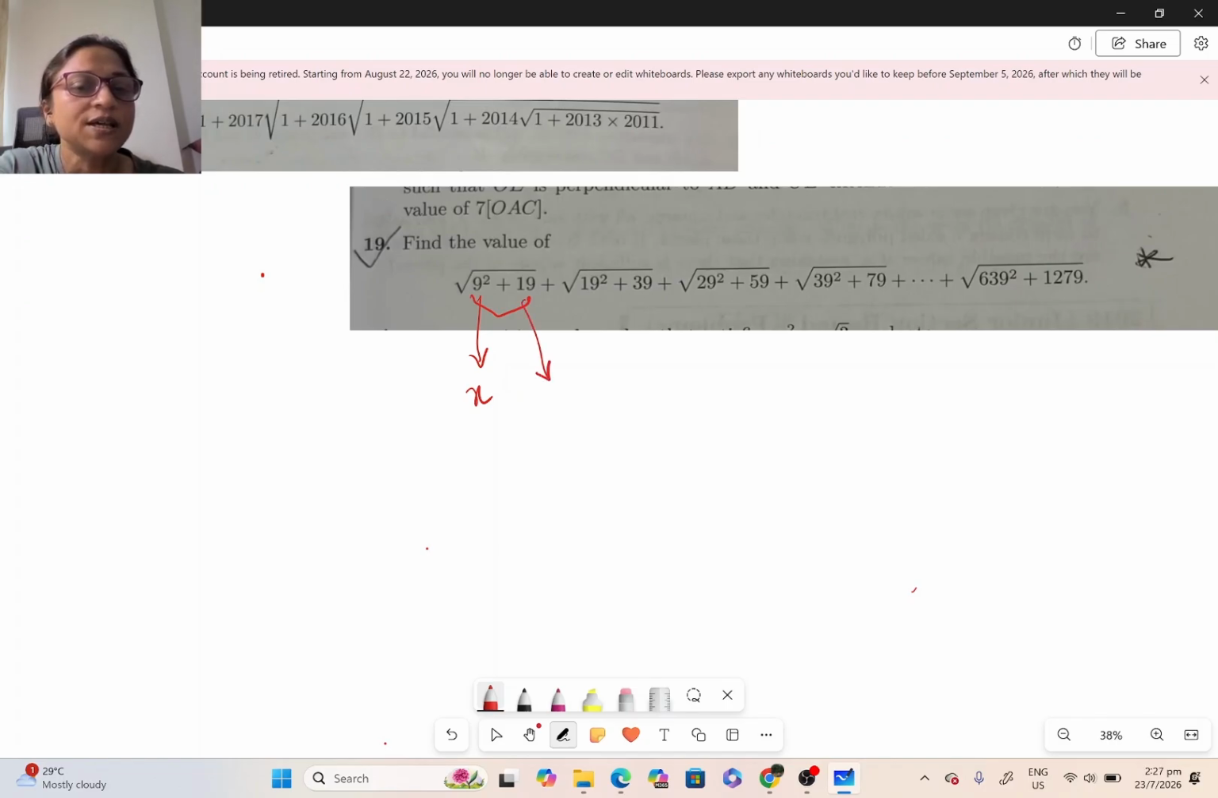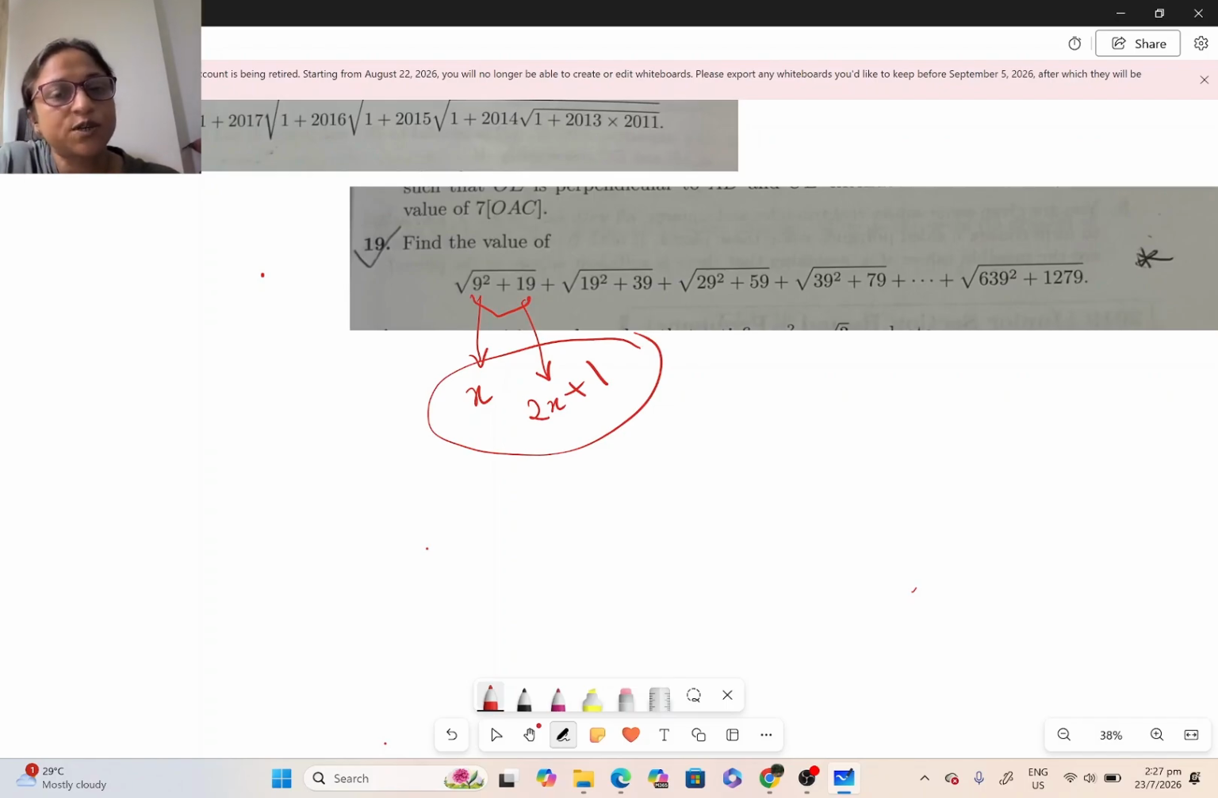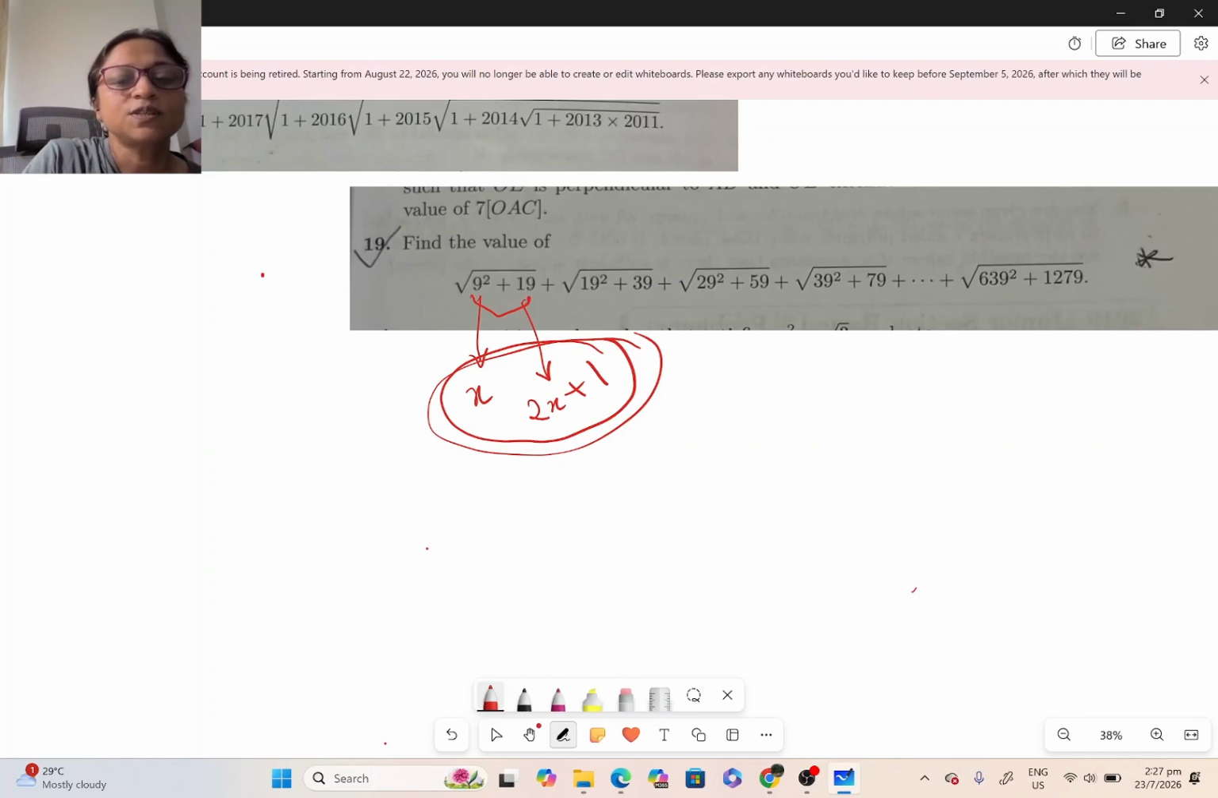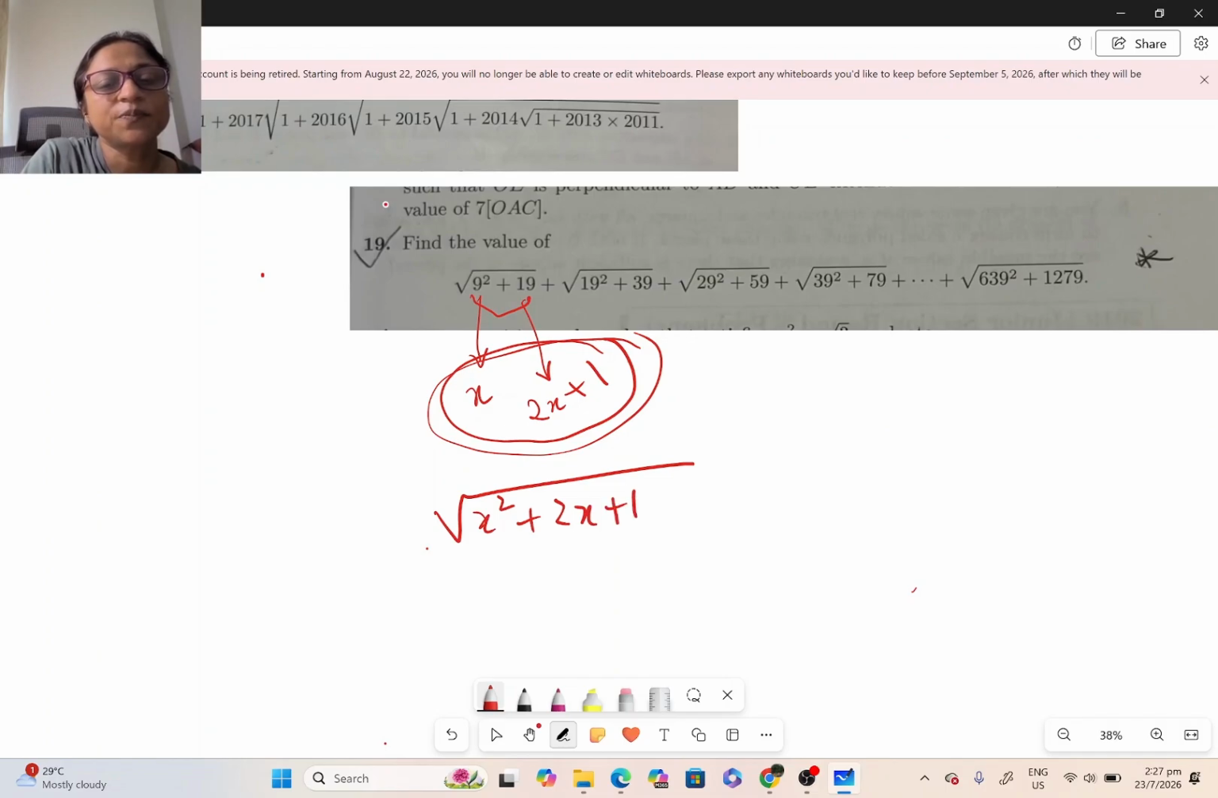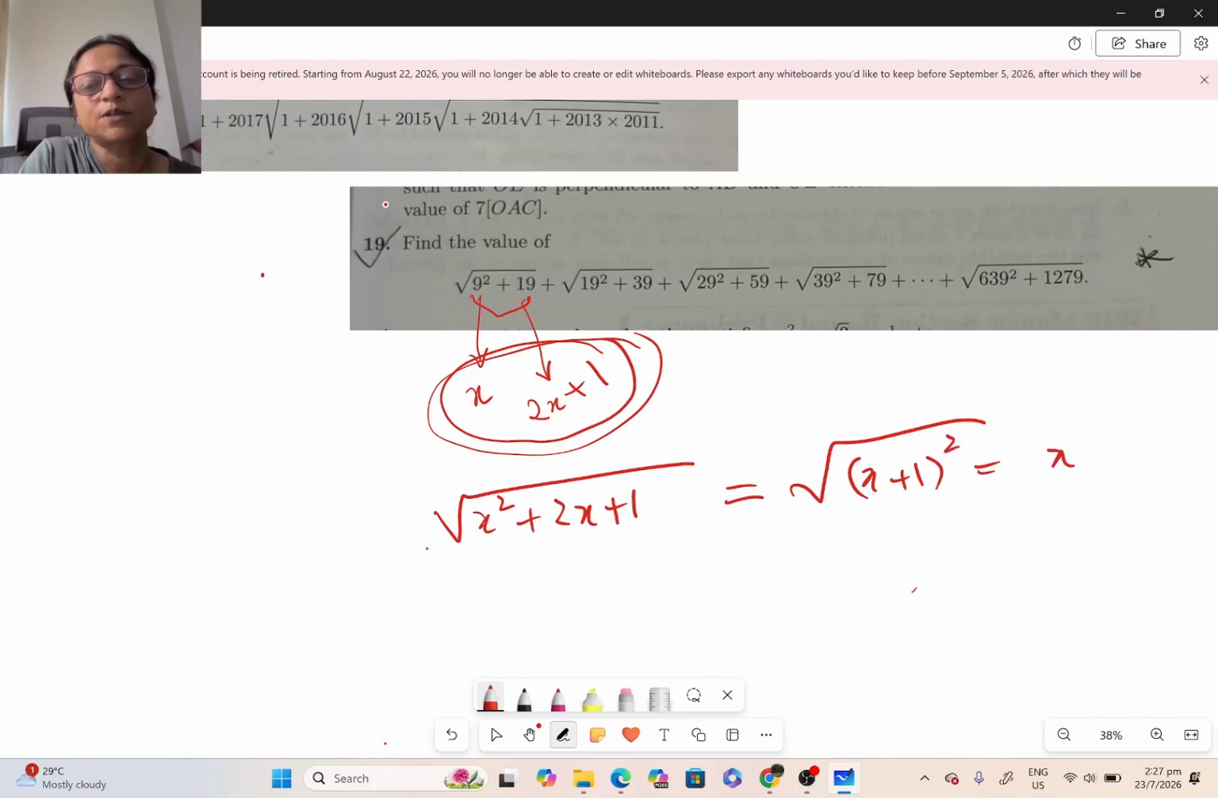Now, if I closely see, I can say it's 2x plus 1. Because I need these three terms for me to make it a perfect square of x plus 1 whole square, right? There could be other ways, but only this assumption helps me, the easiest one, right? So this can be written as x square plus 2x plus 1, generalized form. And this is nothing but x plus 1 whole square, which is x plus 1, right? So this term becomes 10, 9 plus 1, 10.